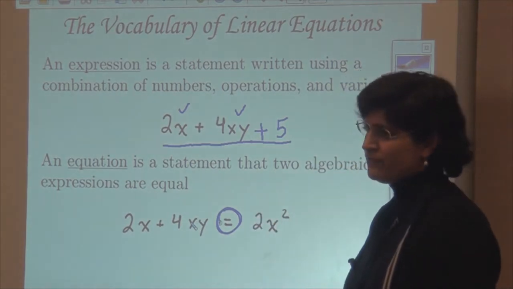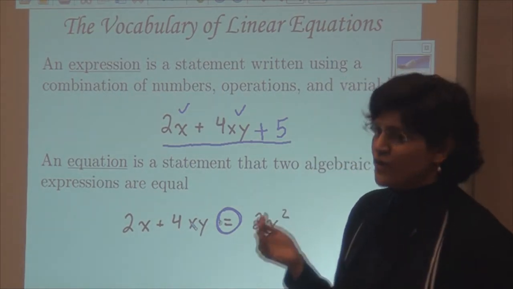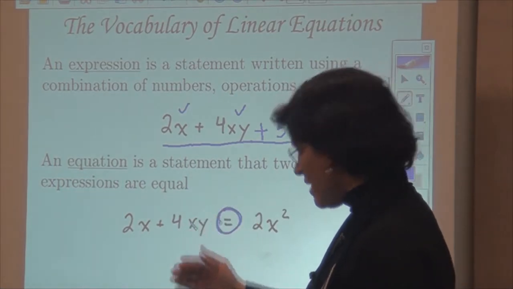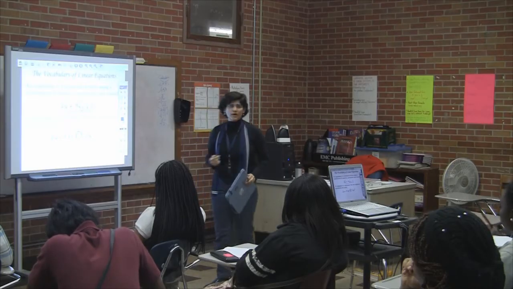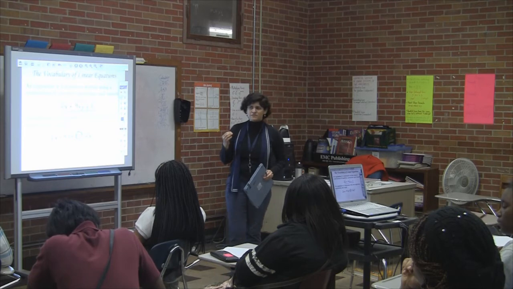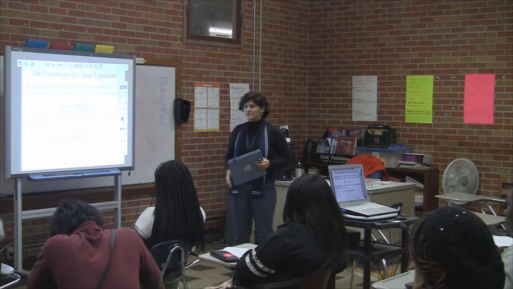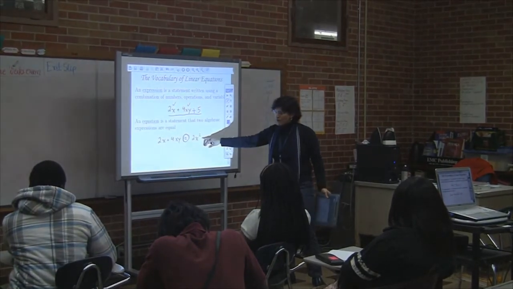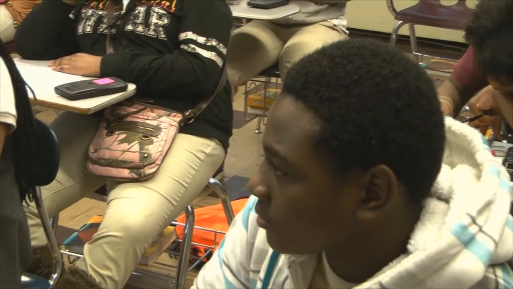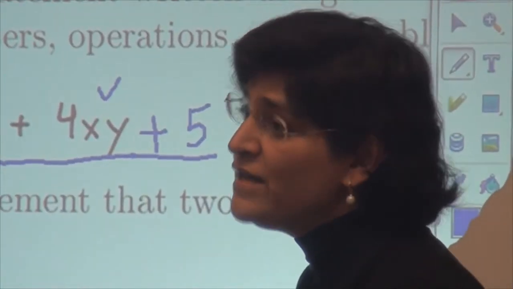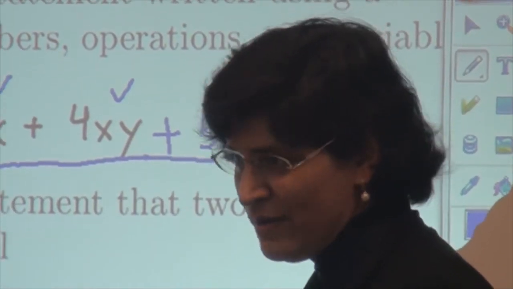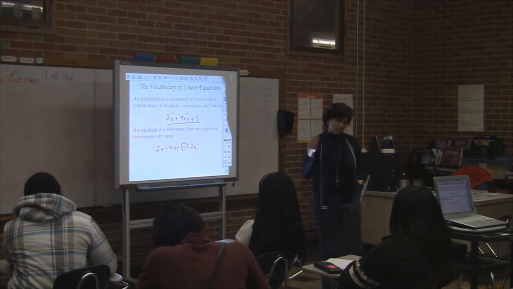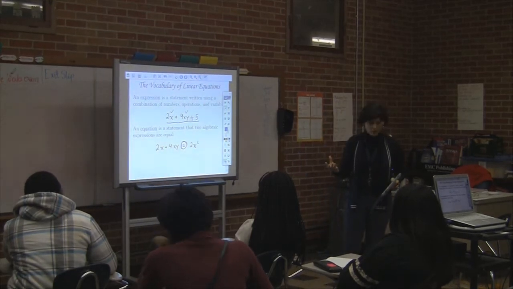So we have two algebraic expressions that have been set equal to each other, and we call such a statement an algebraic equation. And this is not yet a linear equation. This is just an equation. Why is this not a linear equation? Does anyone know? Yes? Because there is an x squared. Yes, exactly. That's a very good answer. That is why it is not a linear equation. He said x has an exponent 2, and that makes it not a linear equation.